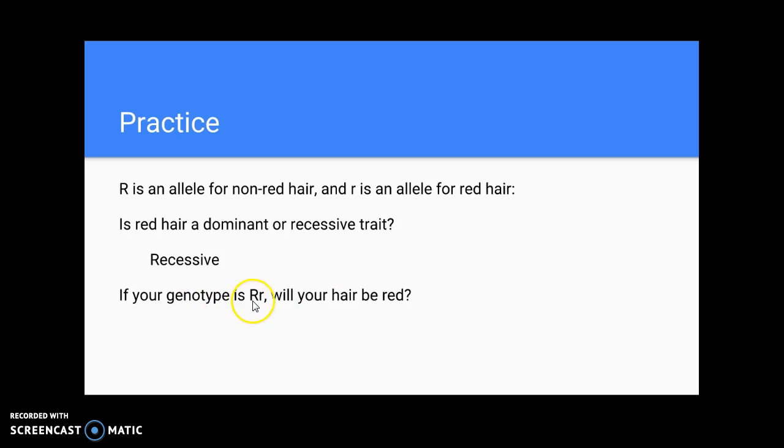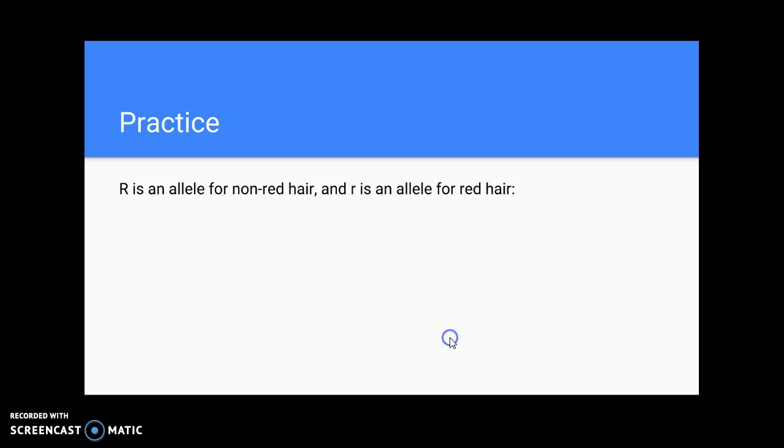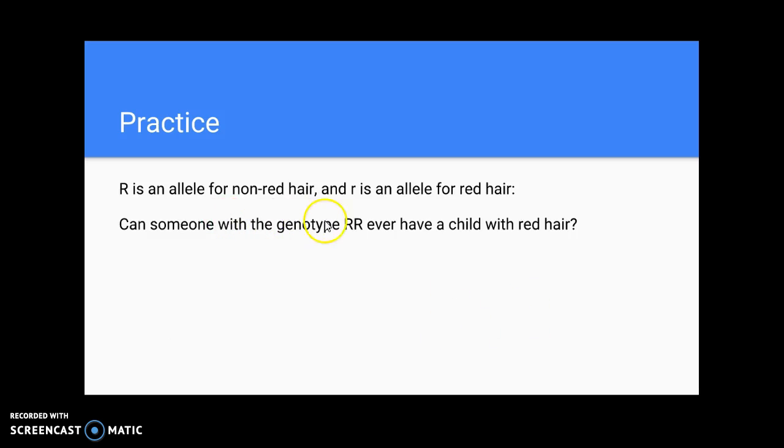If your genotype is big R, little r, will your hair be red? You're going to look like the big R says, that's non-red hair. No, your hair will not be red. Can someone with the genotype big R, big R ever have a child with red hair? Well, look, they're only going to give that child a big R. No matter what, their child's going to have a big R. Their child will not have red hair.